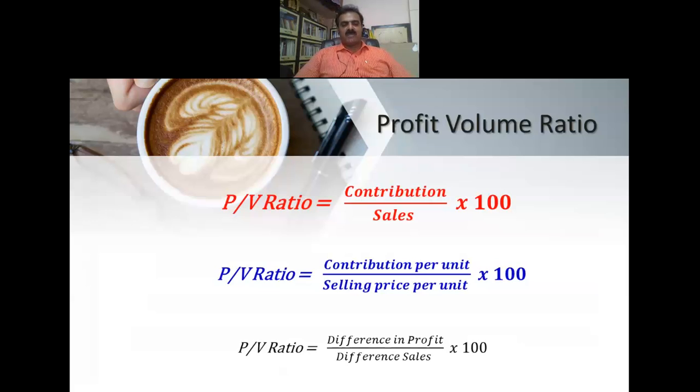The third formula is to be applied when sales and profit are given, profit or loss. If only the sales and the profit are given, and variable cost and fixed cost are not given, then you need to follow the third formula. As far as our present question is concerned, the sales and variable cost are given, so we need to go for the first formula.